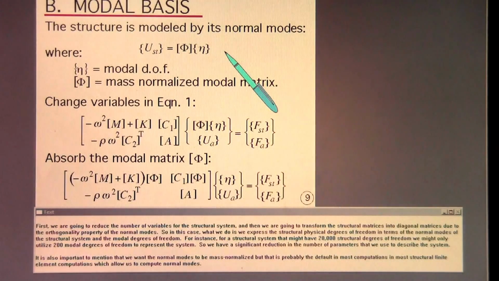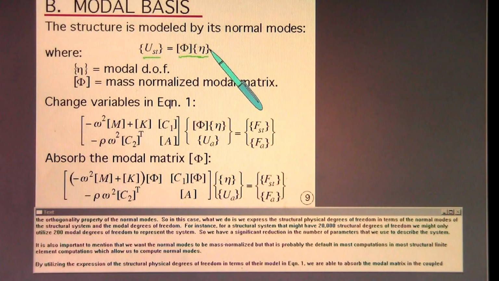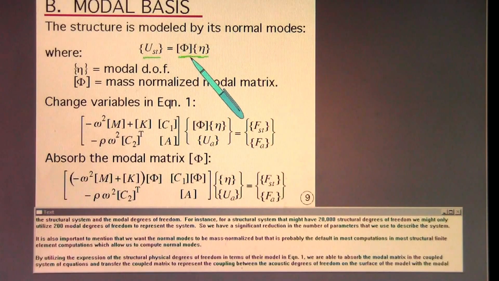So in this case, we express the structural physical degrees of freedom in terms of the normal modes of the structural system and the modal degrees of freedom. For instance, for a structural system that might have 20,000 structural degrees of freedom, we might only utilize 200 modal degrees of freedom to represent the system. So we have a significant reduction in the number of parameters that we use to describe the system. It is also important to mention that we want the normal modes to be mass normalized, but that is probably the default in most structural finite element computations which allow us to compute normal modes.